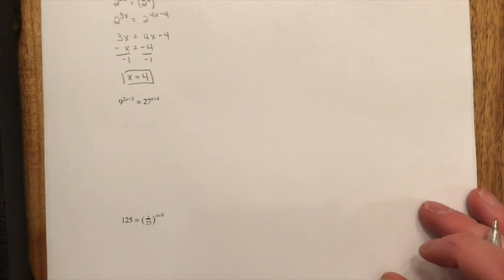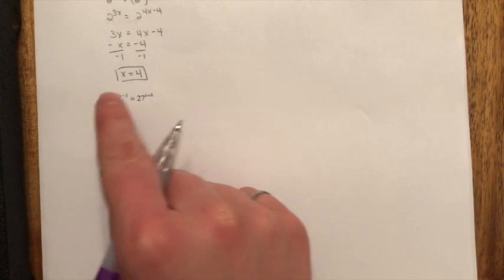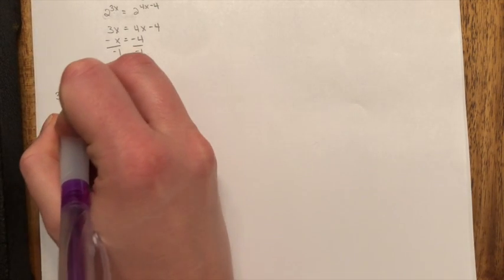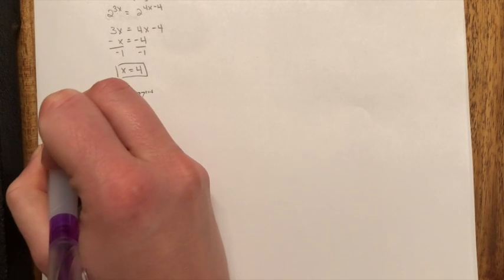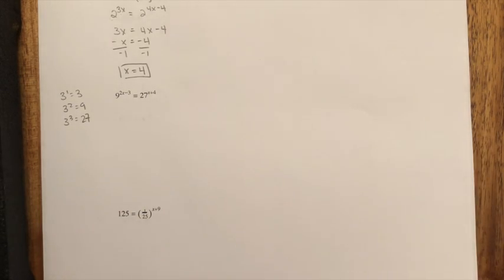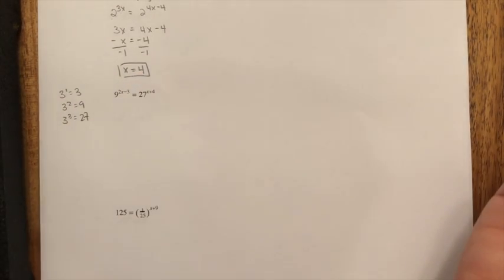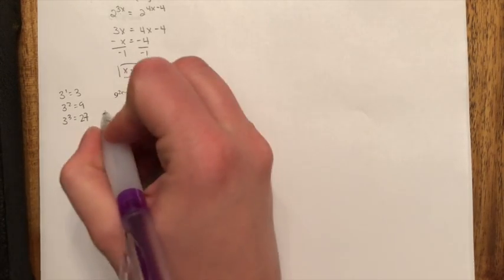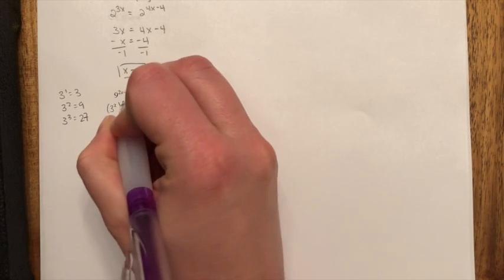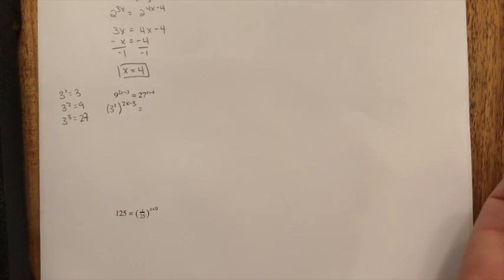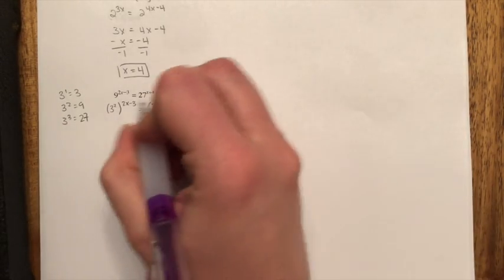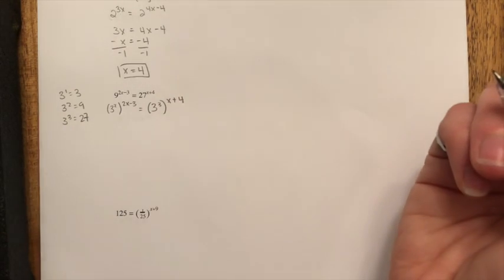Okay, so this next one, again, we've got 9 and 27. Those are both, if we think about 3 to the 1, that's 3, 3 squared is 9, 3 cubed is 27. So we can get to both of those numbers by a base 3 power. So we're going to replace both of those with their corresponding base 3. So 9 is 3 squared, and then that whole thing is still raised to the 2x minus 3. And then 27 is 3 cubed, and that whole thing is still raised to the x plus 4.